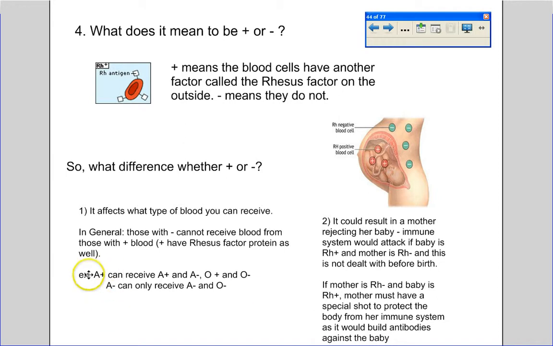For instance, this is just to explain it a little further. If you're A positive, you can get A positive or A negative, or you could get O positive or O negative. If you are A negative, though, you can only receive negative blood. So you could get A negative, because it would be exactly like yours, or you could get O negative because it doesn't have any factors sticking out.